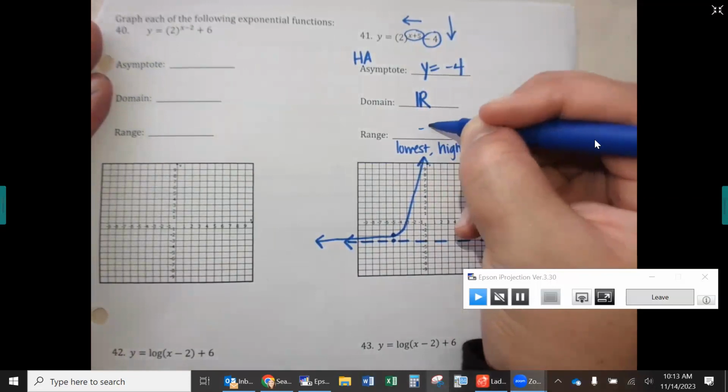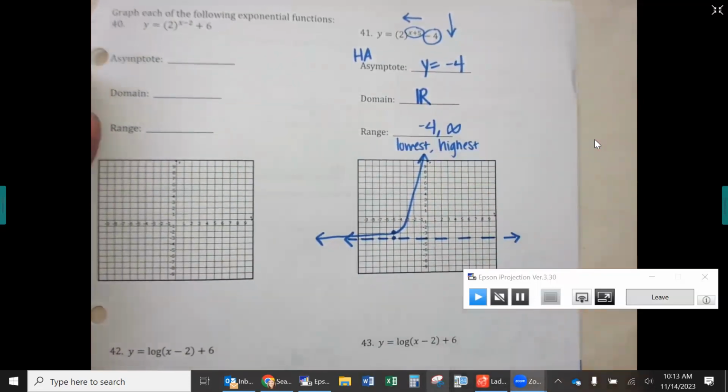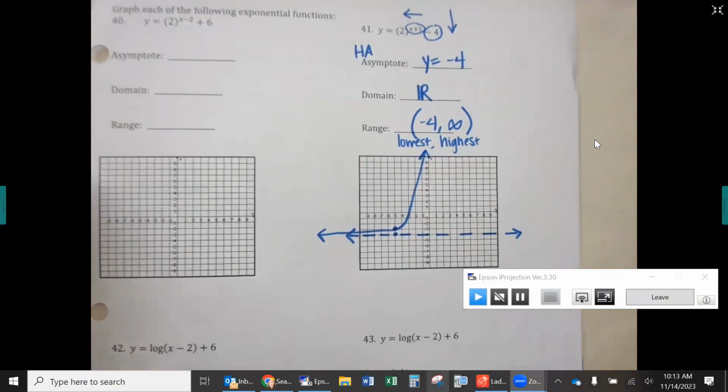Now, one thing that you do want to be careful about is, can I actually touch -4? So what do I put, a bracket or a parentheses? Parentheses. Remember, infinity is the same. You can't get to infinity, so it's also a parentheses. Okay. So use 41 to go back and do 40.